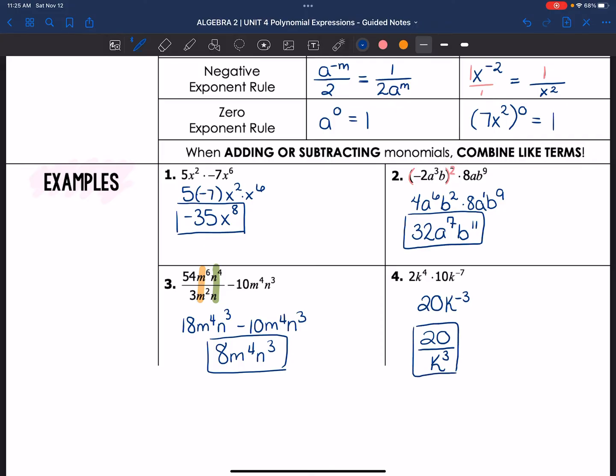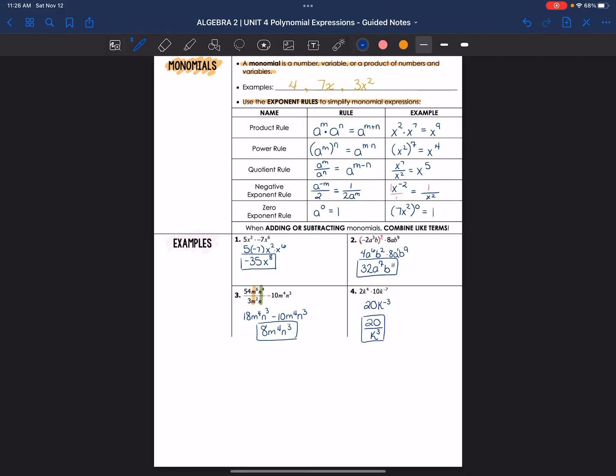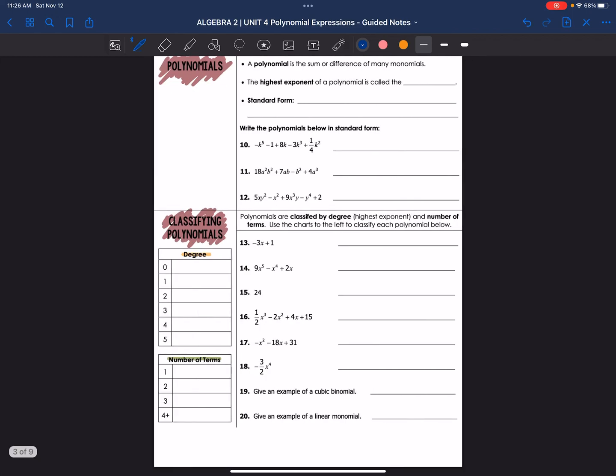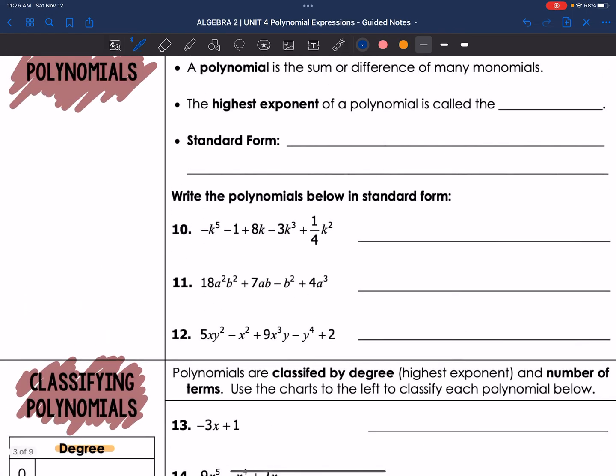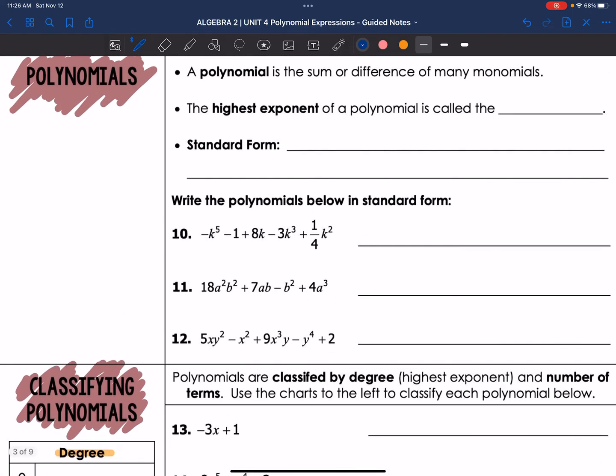So those were our examples where we were looking to simplify monomial expressions. Now let's turn the page and look at polynomials. Now a polynomial, to define that, is just the sum or the difference of many monomials. And the highest exponent of your polynomial is called the degree. That is called the degree of your polynomial.